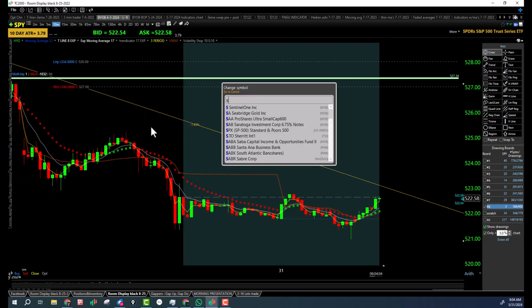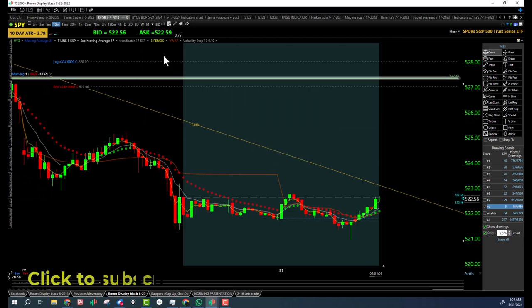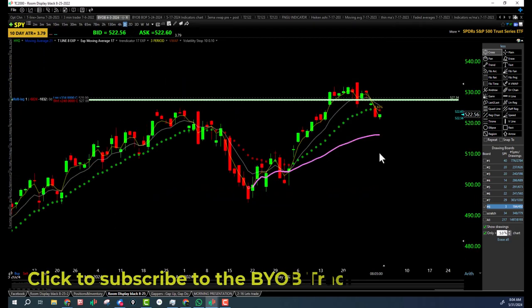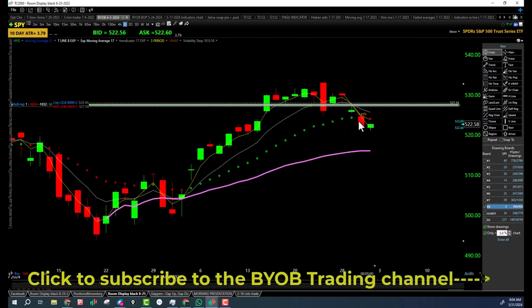All right, so SPY on daily. The reason is we got a lower high here and a lower low. Here's the low. So we got a lower low, so that puts us in a downtrend. So daily in a downtrend, 2-hour in a downtrend, 10-minute in a downtrend.